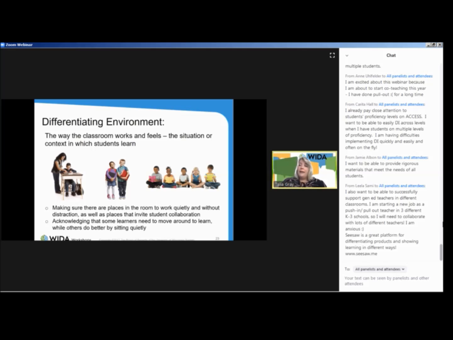So this would be making places where students can work quietly versus students who need to talk things out. This would be things like flexible seating, or knowing and acknowledging that some learners need to move around to learn. Some learners do best by sitting quietly. So what was the easiest to me, differentiating environment, is now the hardest.